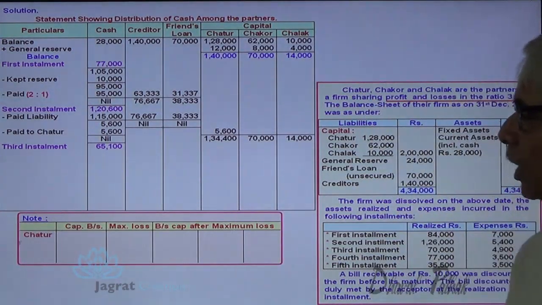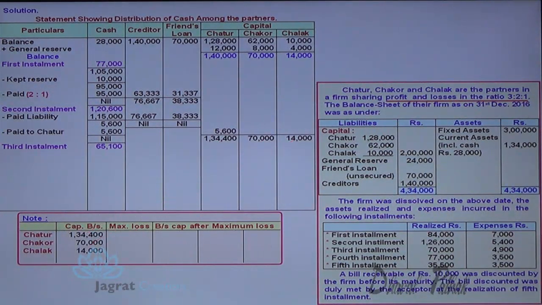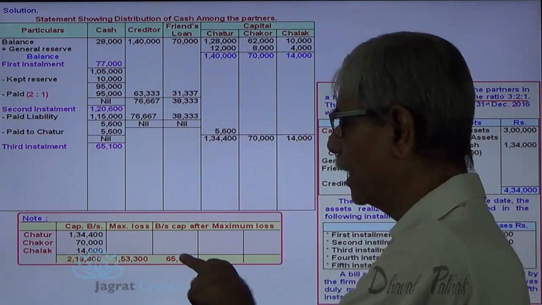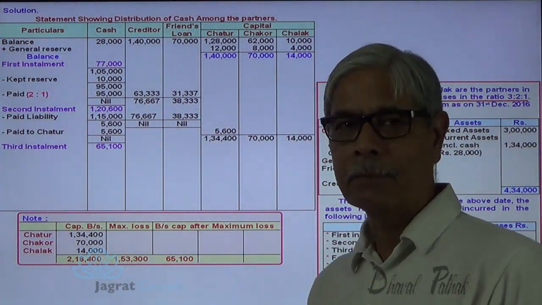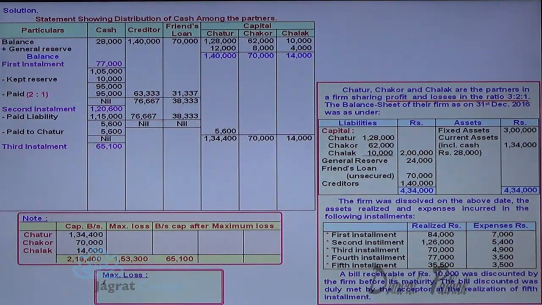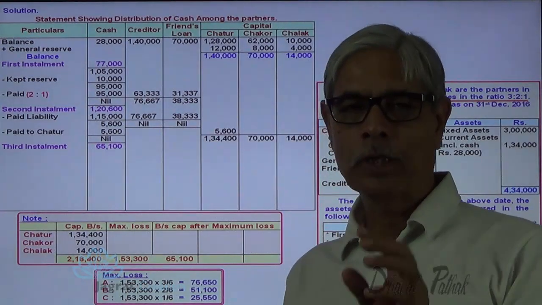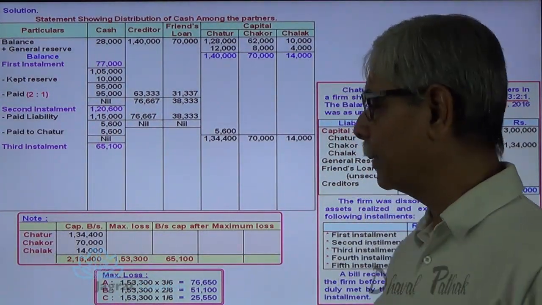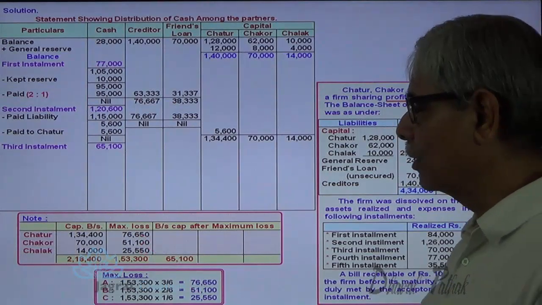Let me do that first of all. This is the capital balance. Cash balance 65,100. 2,18,400 minus 65,100. This is the maximum loss that is distributed in the ratio of 3:2:1. Share of A in loss, share of B in loss 2/6, share of C in loss 1,53,300 into 1/6. This is the share of A, B, C in this loss. The loss to be suffered is deducted from the capital. So maximum loss is deducted from the capital.